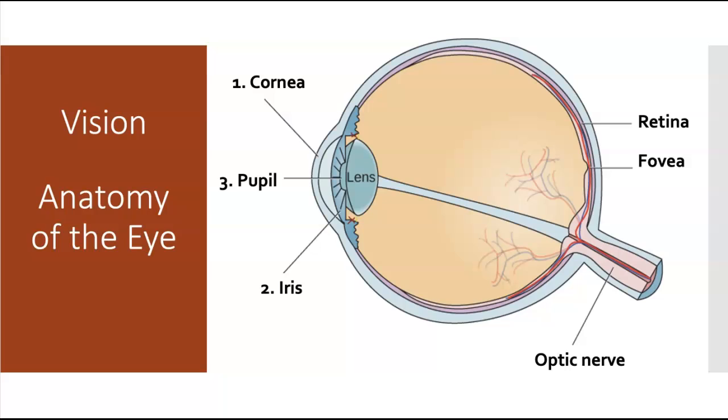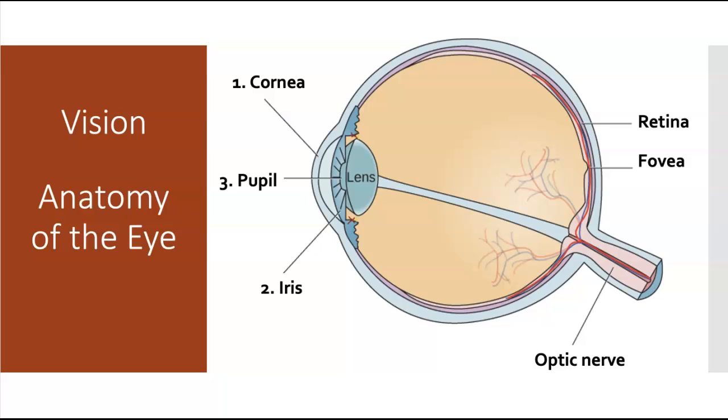So the first thing is that when light waves enter the eye, they first cross the cornea, which is the clear outer layer of the eye. Behind the cornea, we have the iris and the pupil. The iris is the colored part of the eye, and the pupil is that little black part in the middle. Once the light waves have crossed the cornea, they will enter the eye through the pupil, and attached to the iris are muscles which can contract and relax, and therefore they are able to allow the pupil to change size and control the amount of light that's entering the eye.